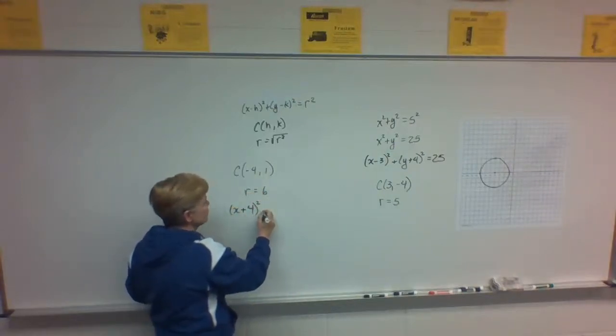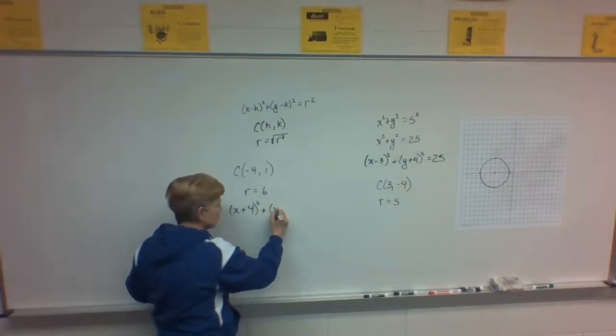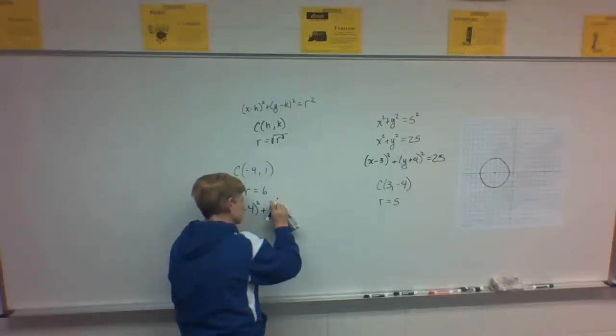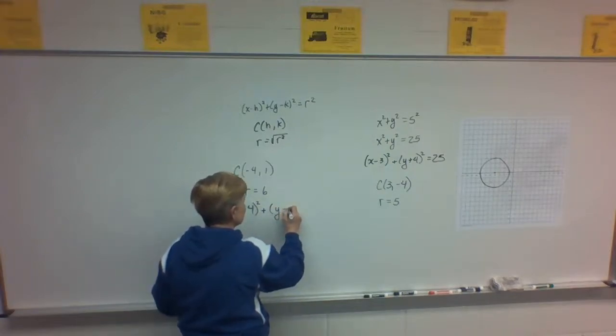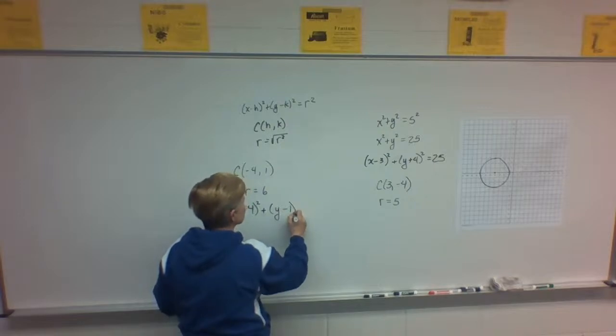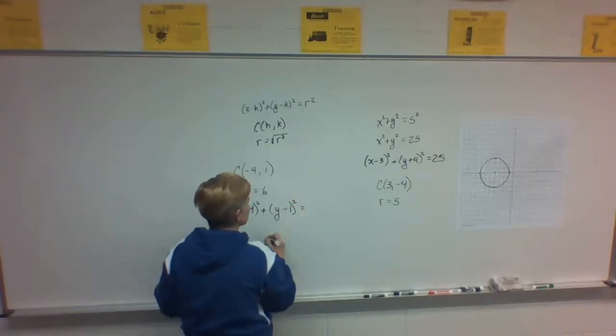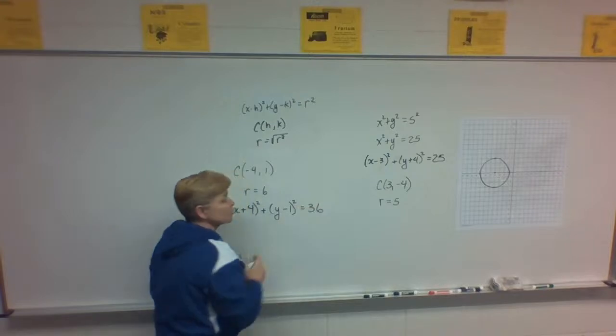That's great. Plus y. What is it? Plus 1. Plus 1? Minus. Minus 1 squared equals 36. That's correct.